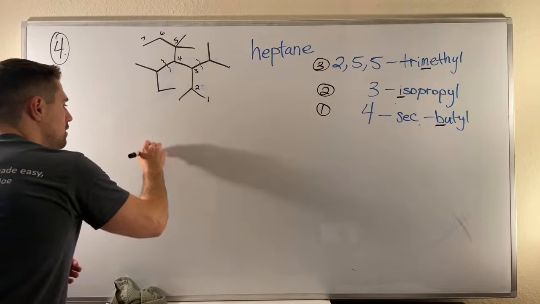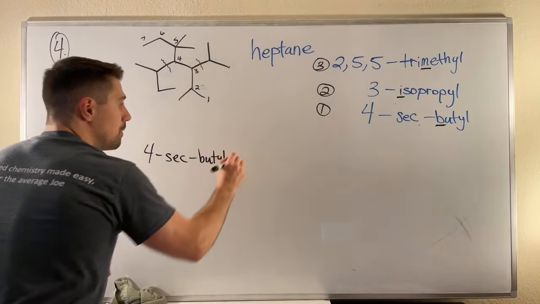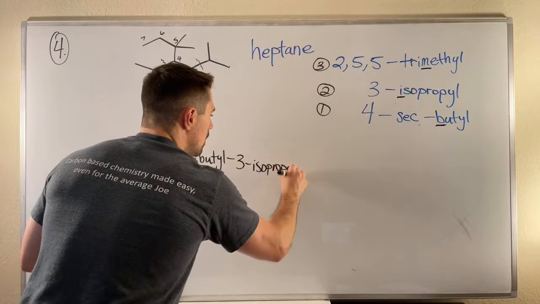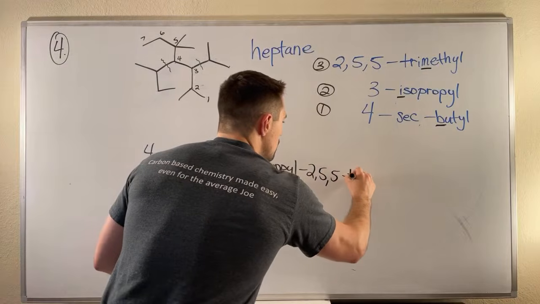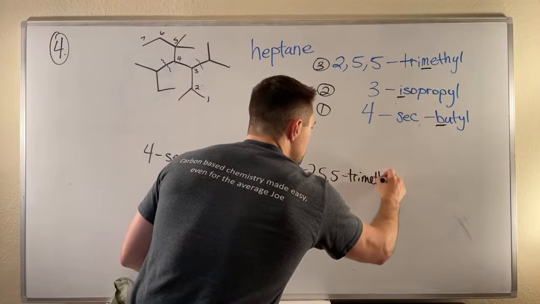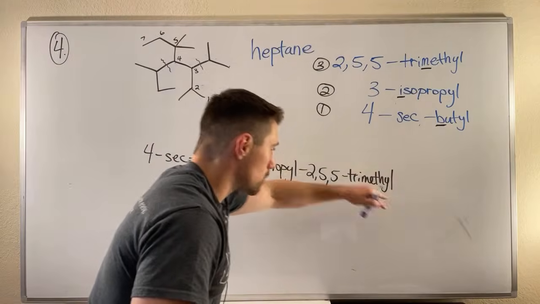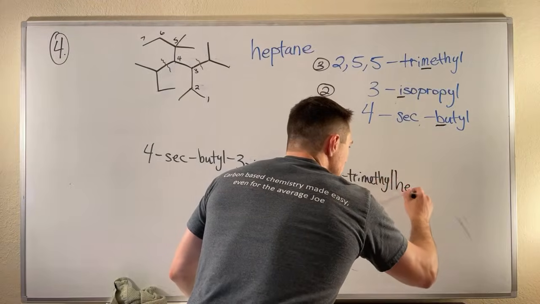So putting it all together, you'd get 4-sec-butyl, 3-isopropyl, 2,5,5-trimethyl, and then remember, this is important. You go from the last substituent, this final letter runs straight into the name of the parent. No space, heptane.